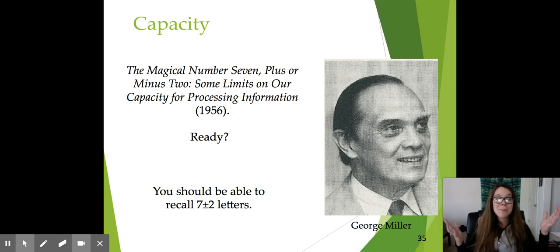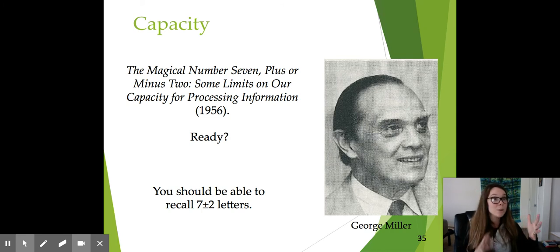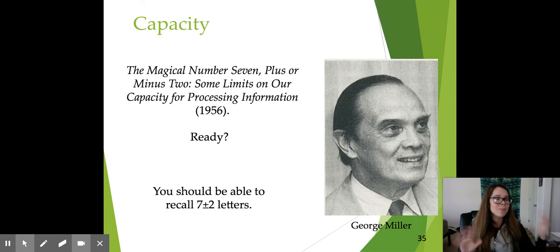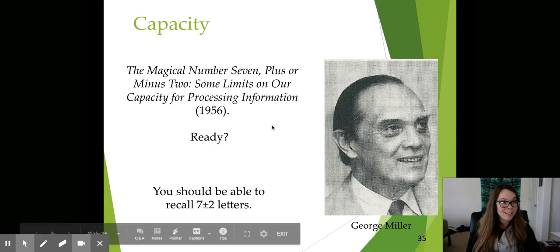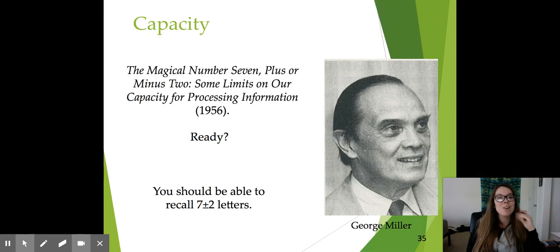So let's talk about capacity. George Miller is the one who studied it, and he came up with the capacity of our working memory. It's really between 5 to 9 letters. If you want to play along with this, you're more than welcome to. I usually do this in class. It's going to quickly flash a row of numbers, and you're going to have to quickly memorize as much as you can, and then tell me what you can recite. 3, 2, 1.